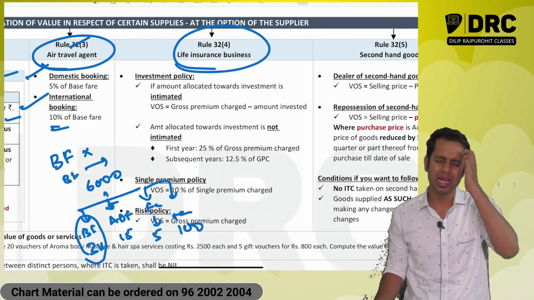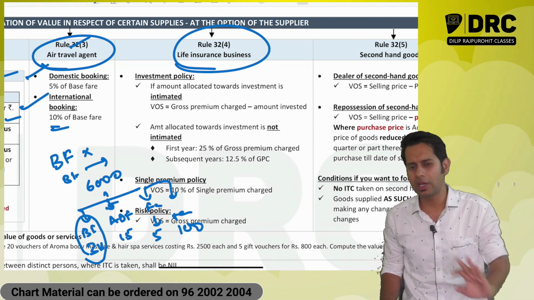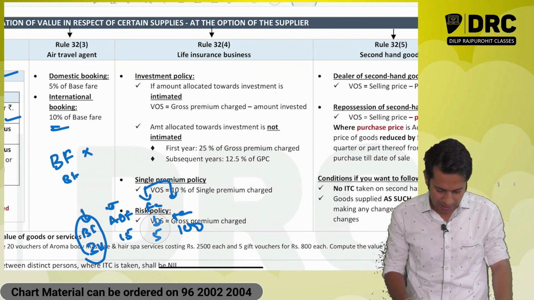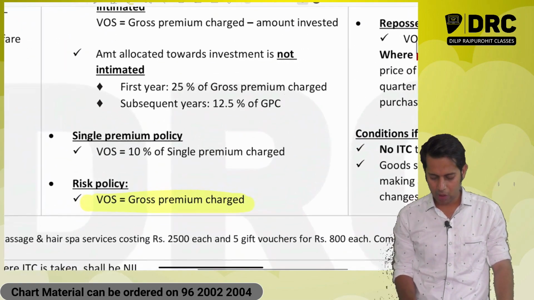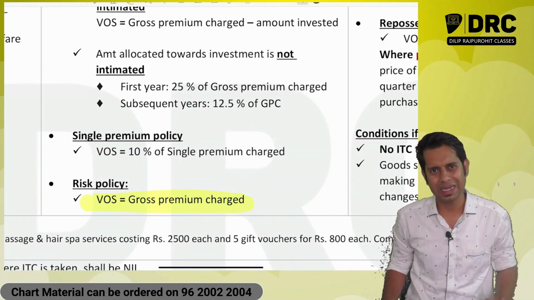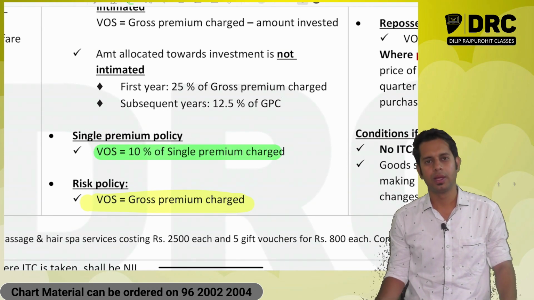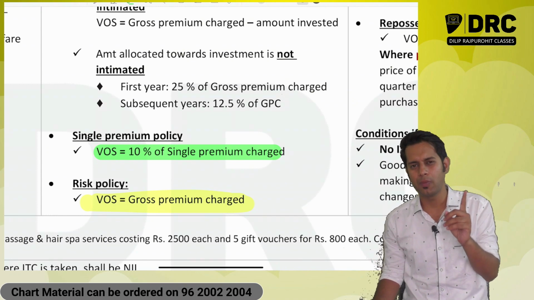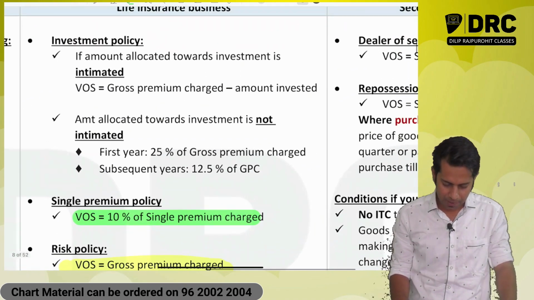Then life insurance business. Life insurance business can make three types of policy: investment policy, single premium policy, or risk policy. If it is a risk policy, value of supply will be what? Value of supply will be gross premium paid. Whatever premium you are paying, that entire amount will be taken as value of supply. If it is a single premium policy, what happens? You pay premium only once. If it is a single premium policy, value of supply will be 10% of the single premium charge.